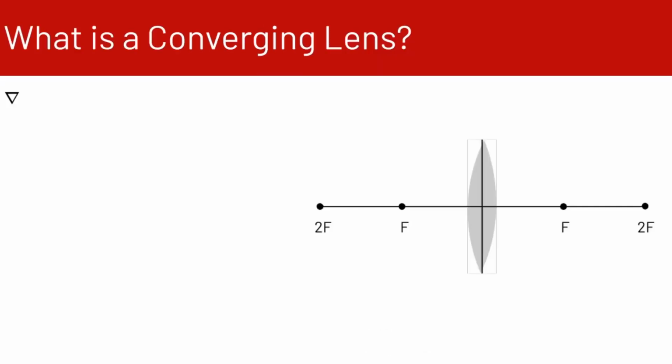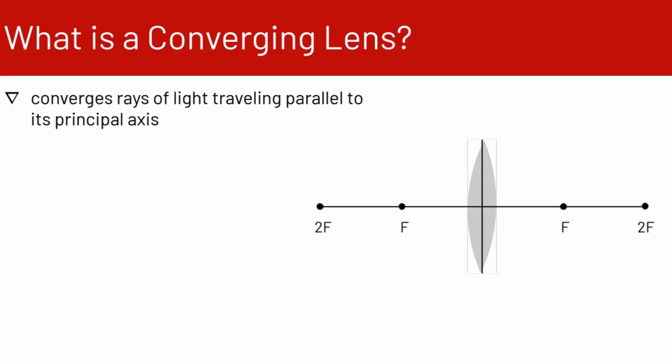So what is a converging lens? A converging lens converges light rays, or rays of light traveling parallel to its principal axis. So the rays of light traveling parallel to its principal axis converge on a point.